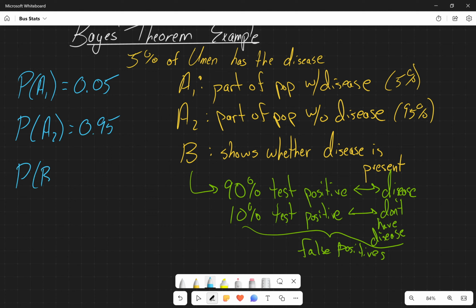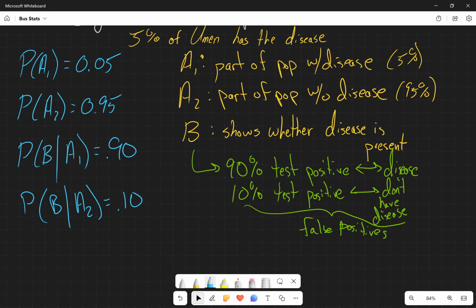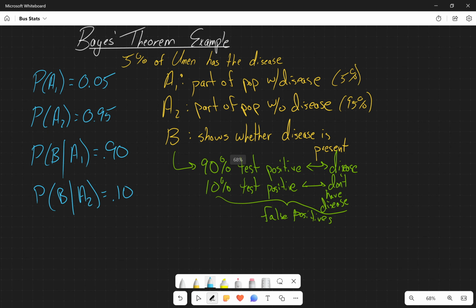The probability of the test showing you have the disease when you actually have the disease is equal to 90%. And the probability of the test showing you have the disease but you don't have the disease is equal to 10%. So, questions just on the setup and the information and kind of going from our yellow and green to our blue statistic speak.